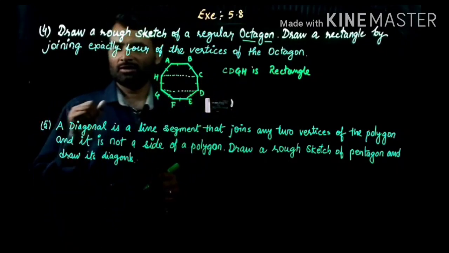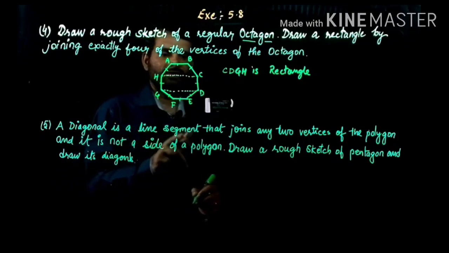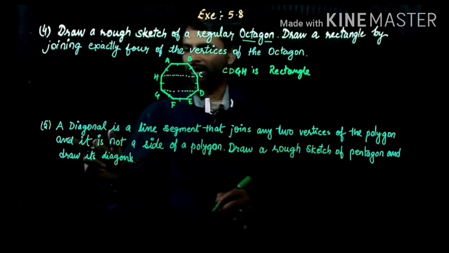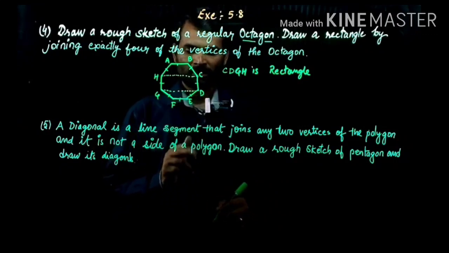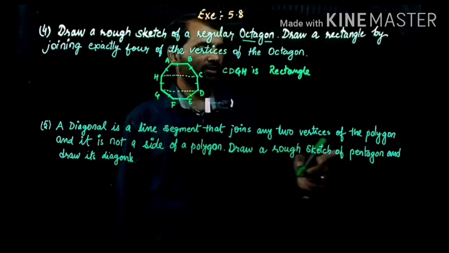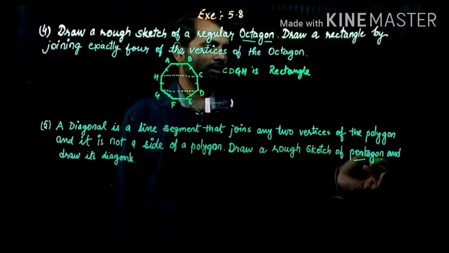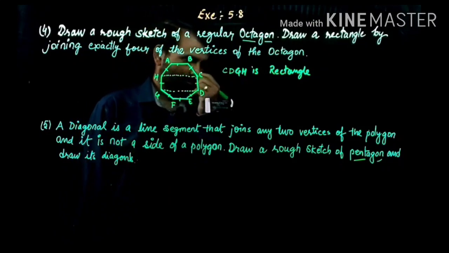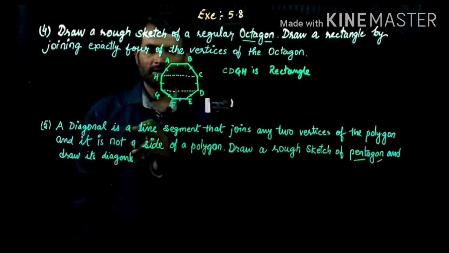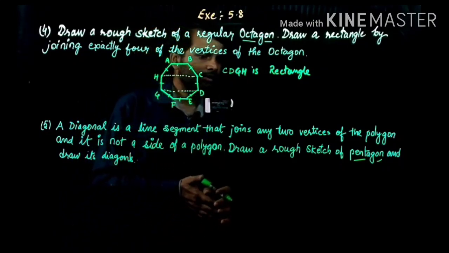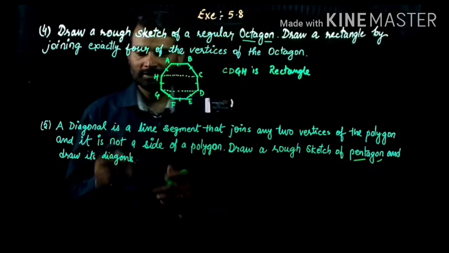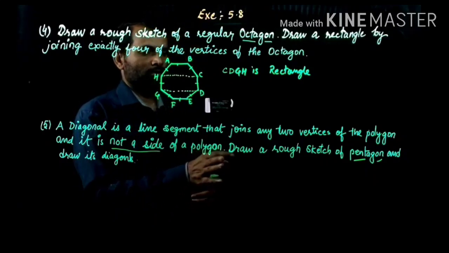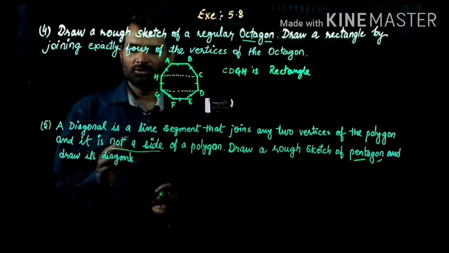Then question number 5: diagonals are line segments that join any 2 vertices of the polygon and are not a side of the polygon. Draw a rough sketch of a pentagon. A pentagon is a 5-sided polygon. Diagonals are line segments joining any 2 vertices of the polygon that are not a side. Draw the rough diagram and show the diagonals.